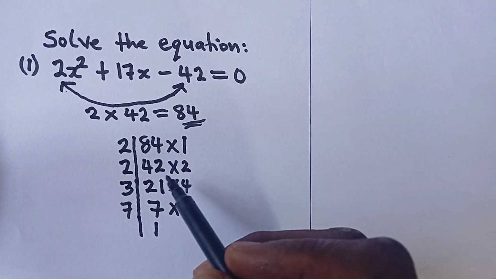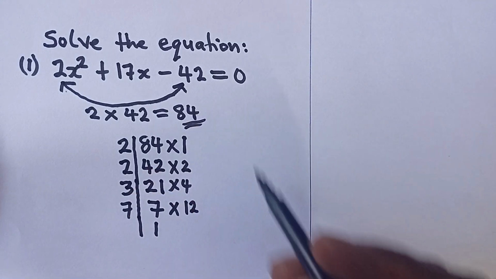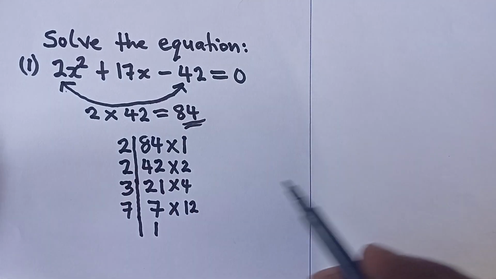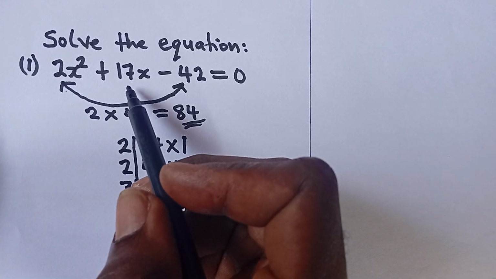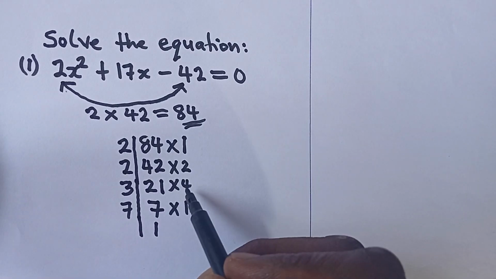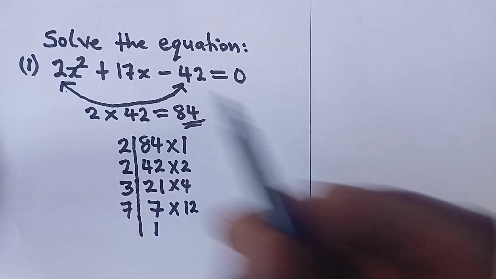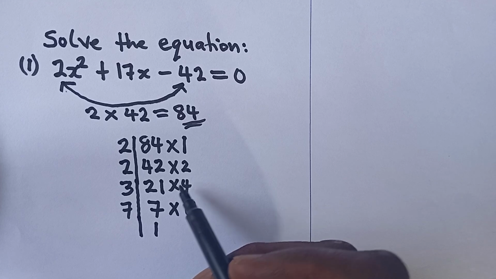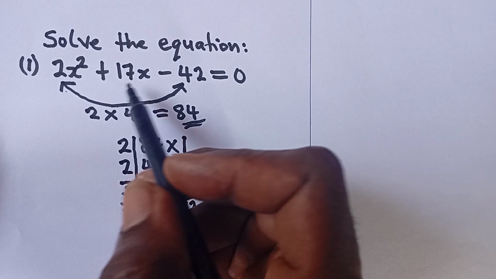So 84 and 1, when we add them, it cannot give us 17. 42 and 2, when added together, cannot give us 17. 7 and 12, when we add them together, cannot give us 17 as well. But if you check 21 and 4, there's a possibility of getting 17 from the addition. So what we just need to do is to apportion the sign to each of them, and then we'll have the possibility of our positive 17.